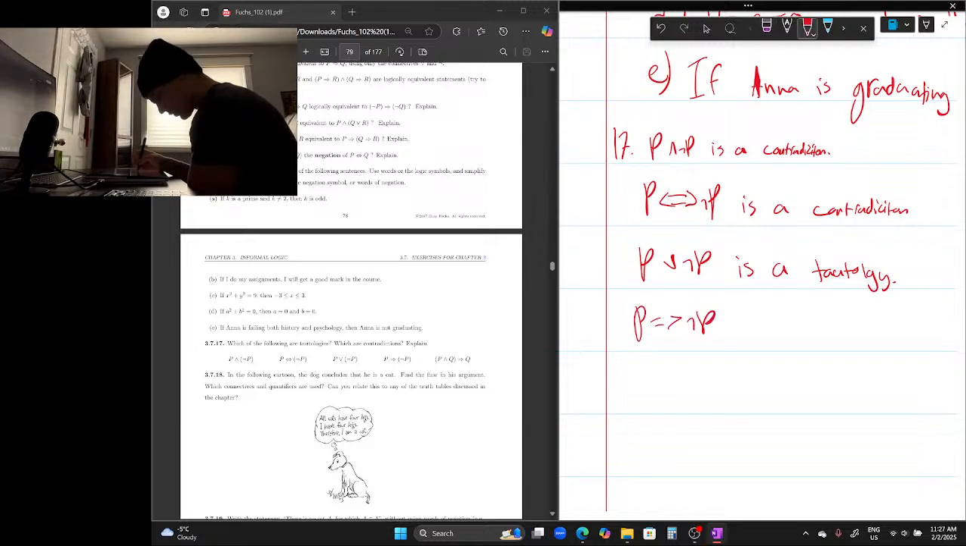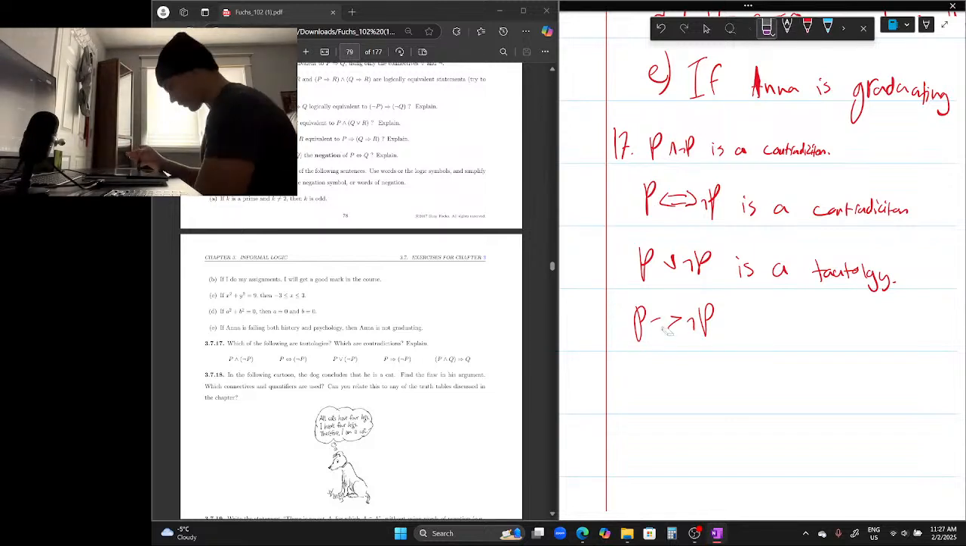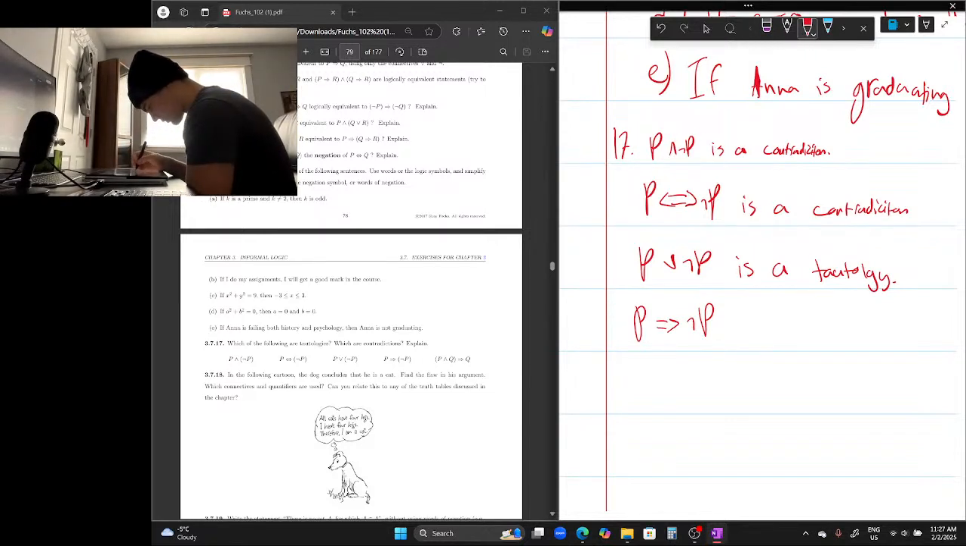P implies not P. Again, I guess it's not a tautology because it's the other way around. So this would actually be true, false. This is false. And then false, this would be true, so this is neither.